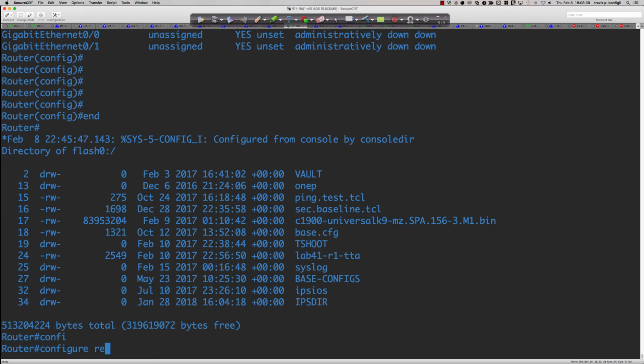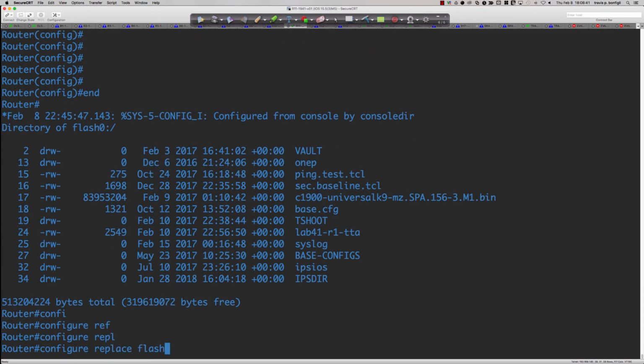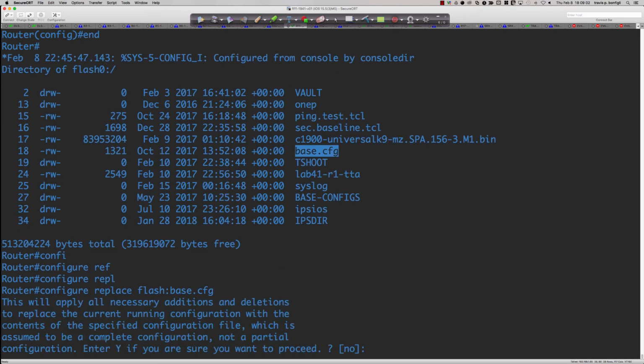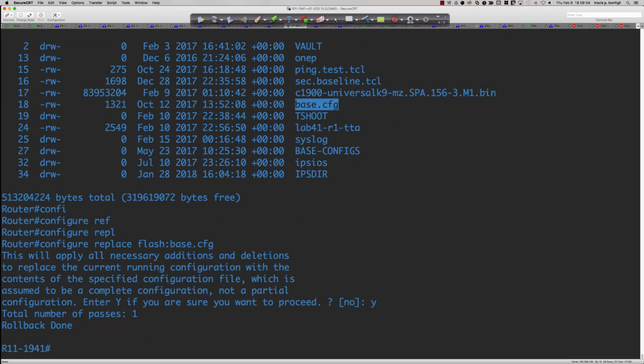Okay, so yeah, configure replace flash, and you don't need to know how to do this. Sec baseline, is that what I wanted? Yeah, I think I thought, oh, base config, that's what I want. I want the base config, sorry. So all I'm doing right here is I'm loading on top, I have a little configuration saved off called base config, and it throws some basic IP addressing on here and stuff like that.